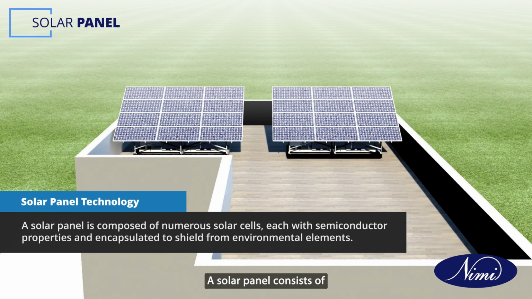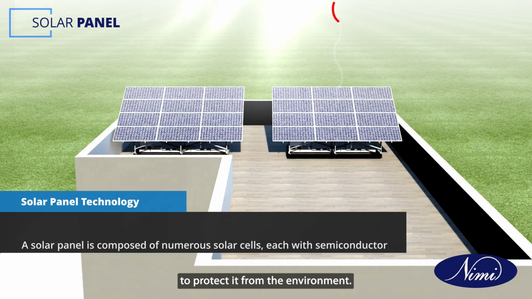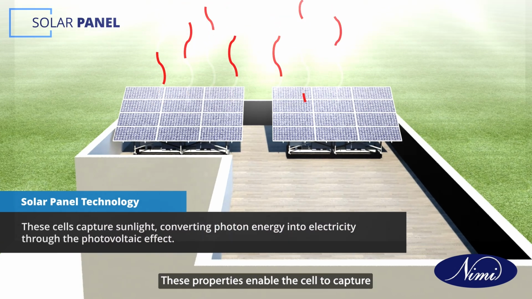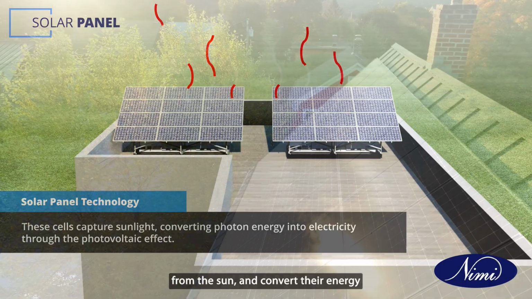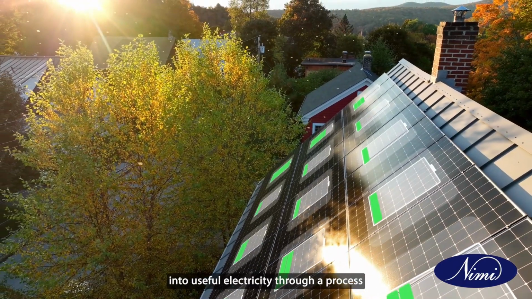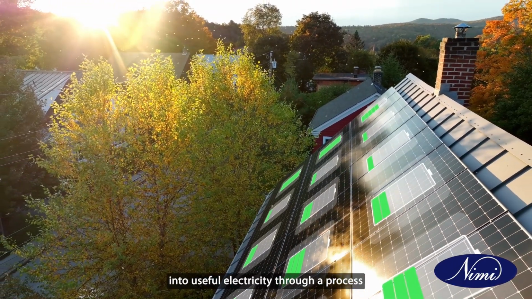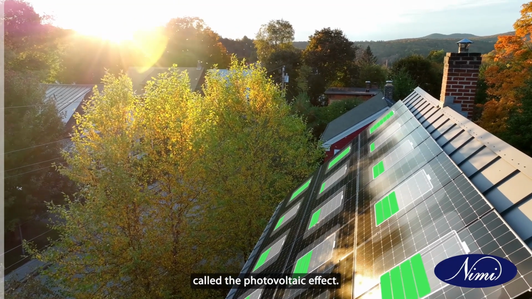A solar panel consists of many solar cells with semiconductor properties encapsulated within a material to protect it from the environment. These properties enable the cell to capture light, or more specifically, the photons from the sun, and convert their energy into useful electricity through a process called the photovoltaic effect.